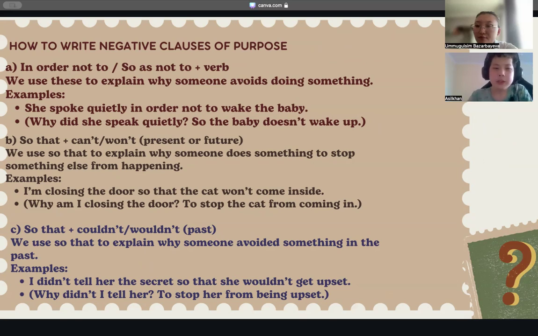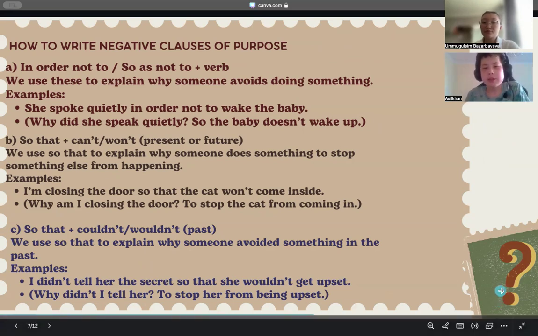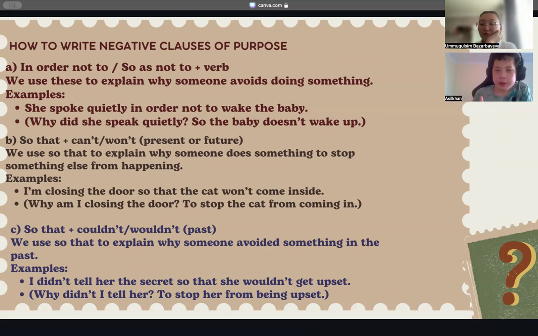Then we can go to so that plus can slash won't. This is the present and the future. We use that to explain why someone does something to stop something else from happening. So I'm closing the door so that he won't come inside. I closed the door so he is unable to get inside the house. I did this in the present, so in the future he can't get in.